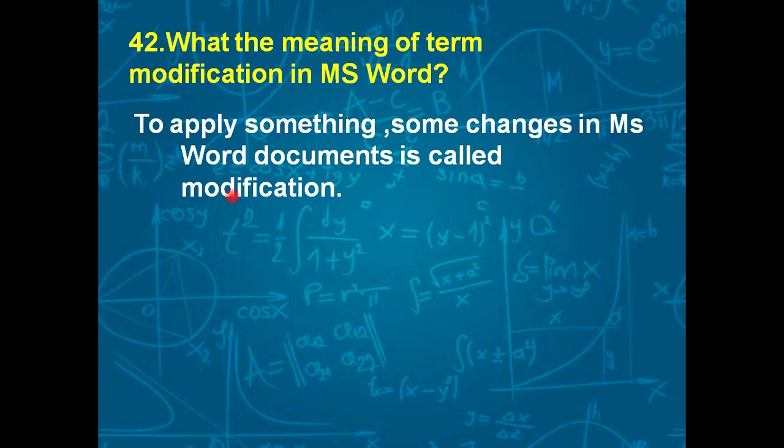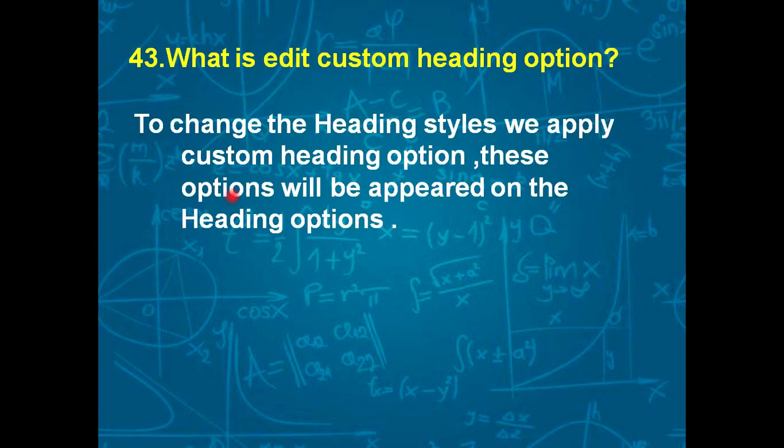Question number 43. What is the custom heading option? This is the thing when you have something like a paragraph and you want to apply the heading style on it, and heading styles are available in Microsoft Word. To change the heading style, we apply the custom heading option. These options will appear in the heading option.